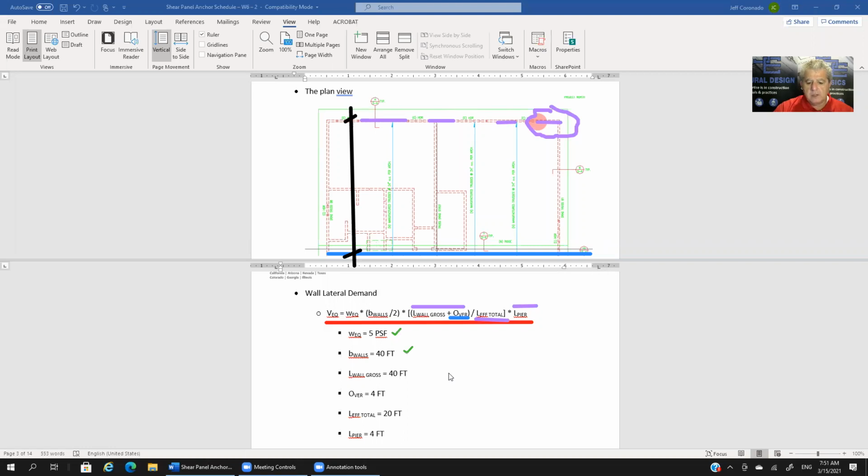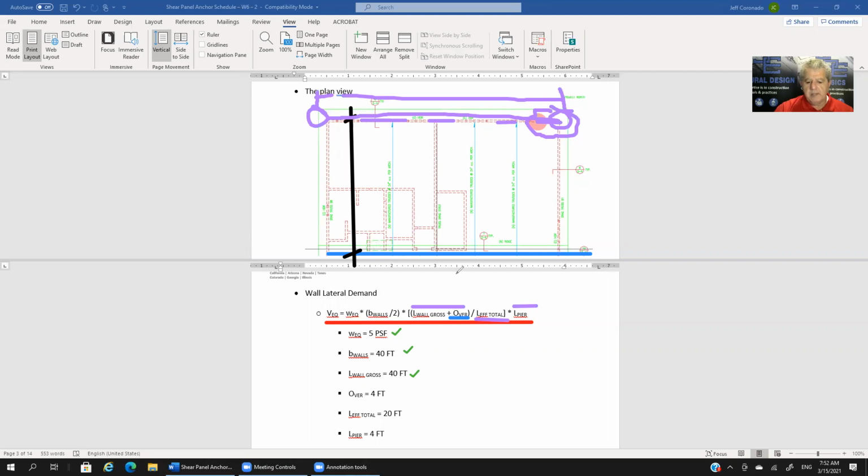The gross length of that wall line was 40 feet. So remember, that's what this line here, from here all the way over to here, right? That's the L wall gross. That's 40 feet. The overhang is a total of 4 feet, meaning there's 2 feet over here, 2 feet over here of roof that overhangs beyond that wall. So really, L wall gross plus the overhang is this entire dimension of the roof.